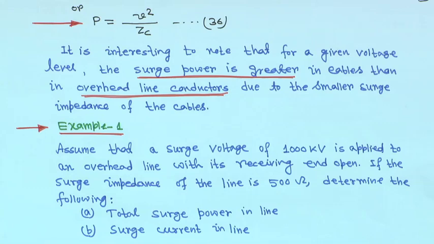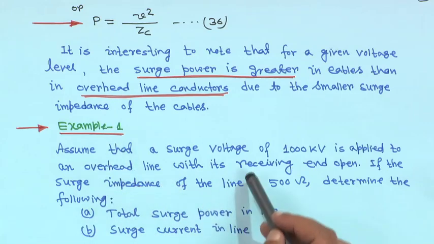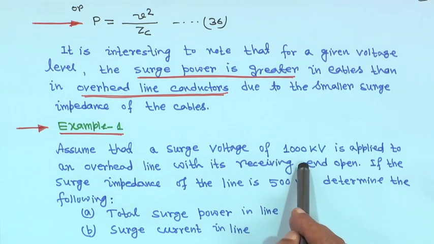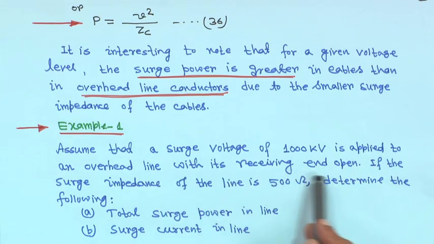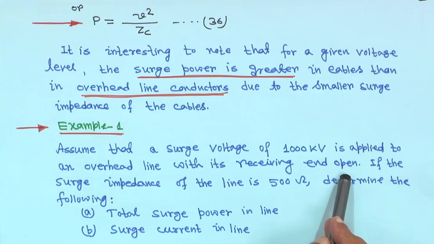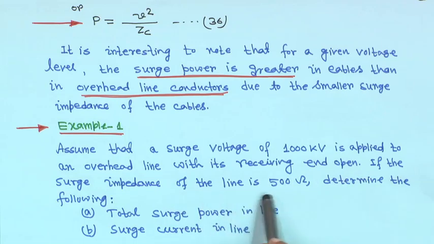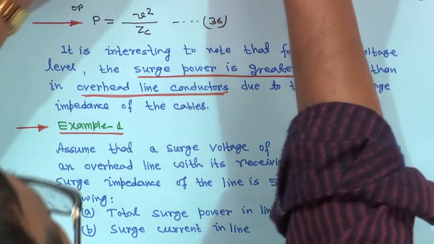Slowly we will go into the depth of it, but first take one or two small examples. Assume this is example 1: assume that a surge voltage of 1000 kV is applied to an overhead line with its receiving end open, that means the receiving end of the line is open circuited. If the surge impedance of the line is 500 ohm, determine the following: A, total surge power in the line, and B, the surge current in the line. This is a simple thing.